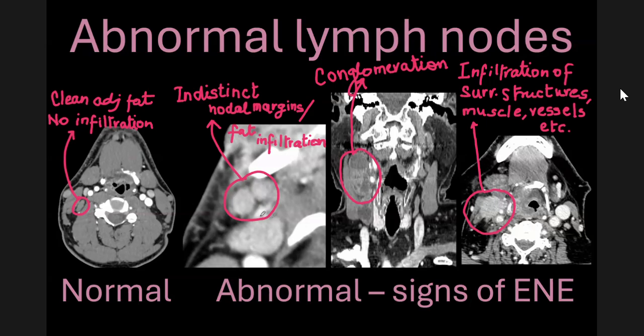So grade 1 extranodal extension is indistinct nodal margins with mild stranding of the surrounding fat. Grade 2 extranodal extension is lymph node conglomeration. And grade 3 extranodal extension is invasion of the adjacent structure. So when you see that, you know you're dealing with a grade 3 extranodal extension. So with this, we discussed features of cervical lymphadenopathy.